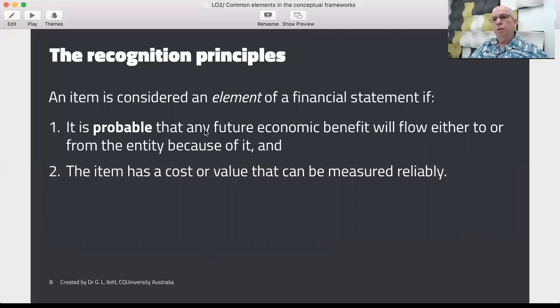Now, getting to the more basic elements of the financial report, we have some principles here. Number one is the recognition principle. And so this is about when do things actually get put into a financial statement. We recognise them, in other words, put them in the financial statement when it's probable that any future economic benefit will either flow to or from the entity, and that the item has a cost or value that can be measured. So this recognition principle really limits the kind of things that can go into your financial reports.